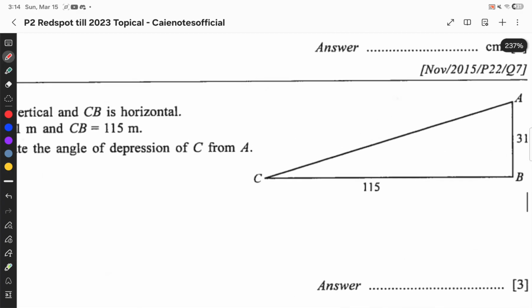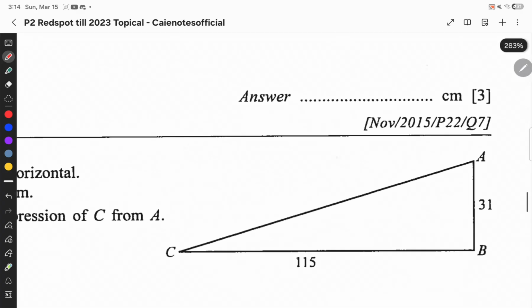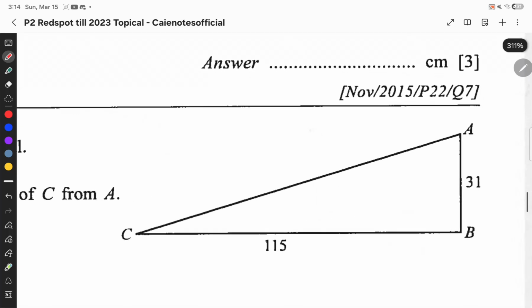Angle of depression. Calculate the angle of depression of C from A. Now, what does this mean? Does it mean you do this? You cannot. I do not find a case like this, and you got to make your case. You know, sometimes in court you got to make your own case.